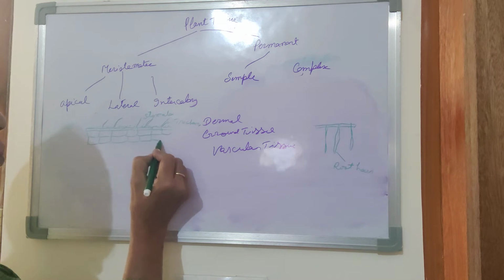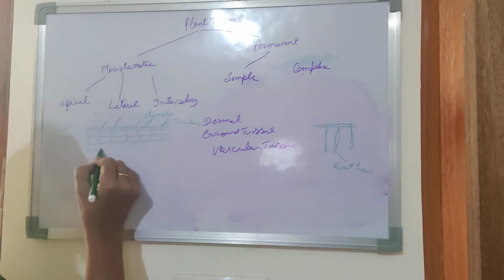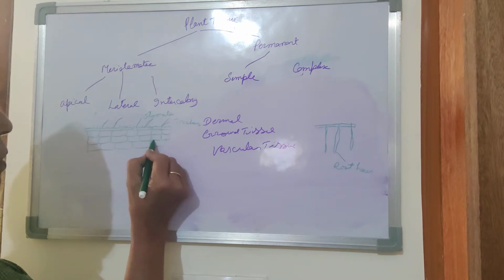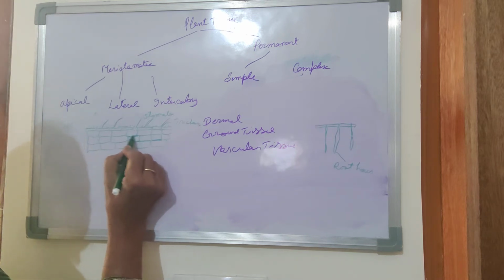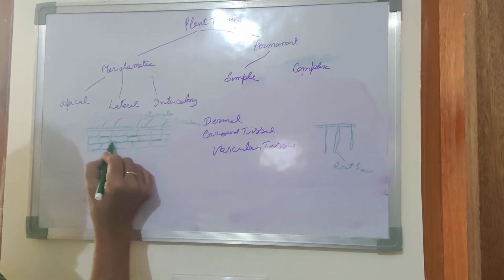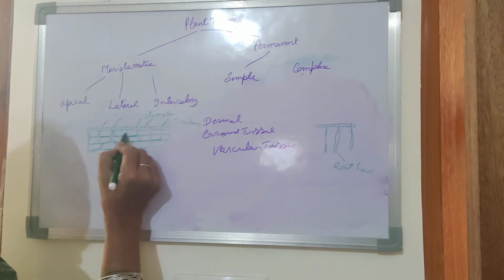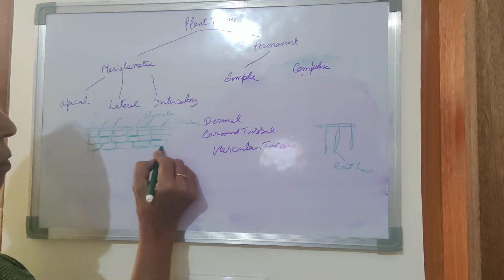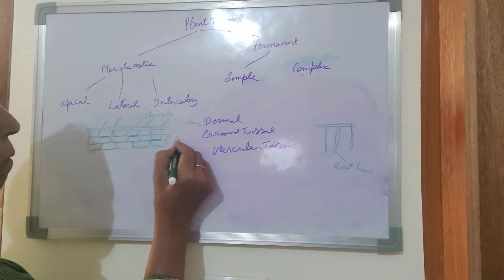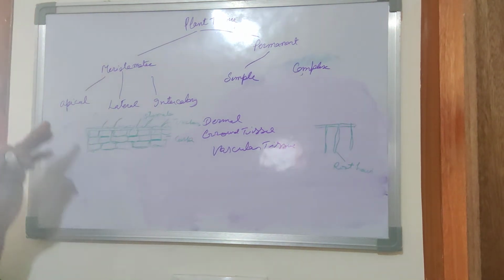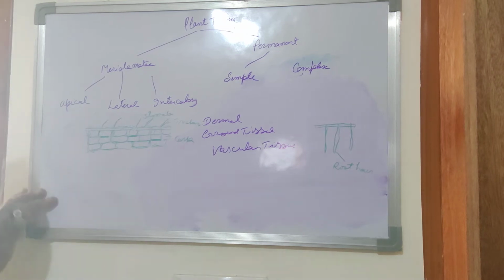They are suberized. Suberin is deposited on them. This portion is called cork. These are dead cells, and this is called cork. Then dermal tissue consists of epidermis and cork.